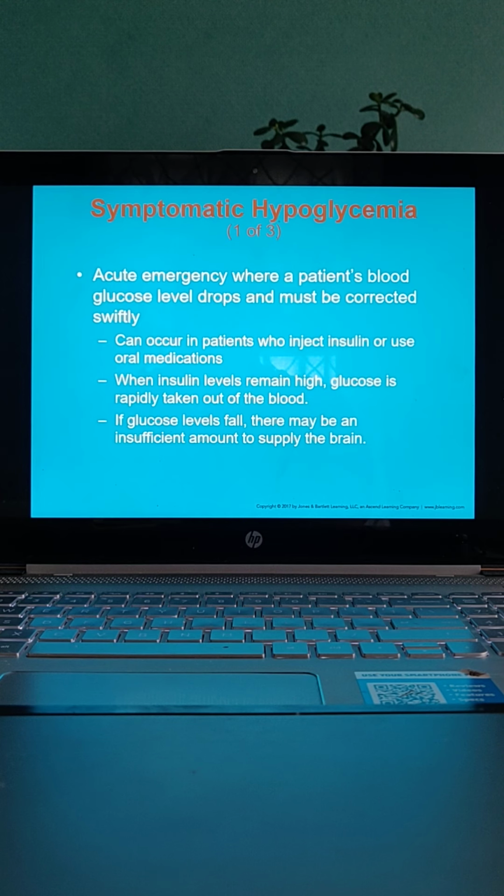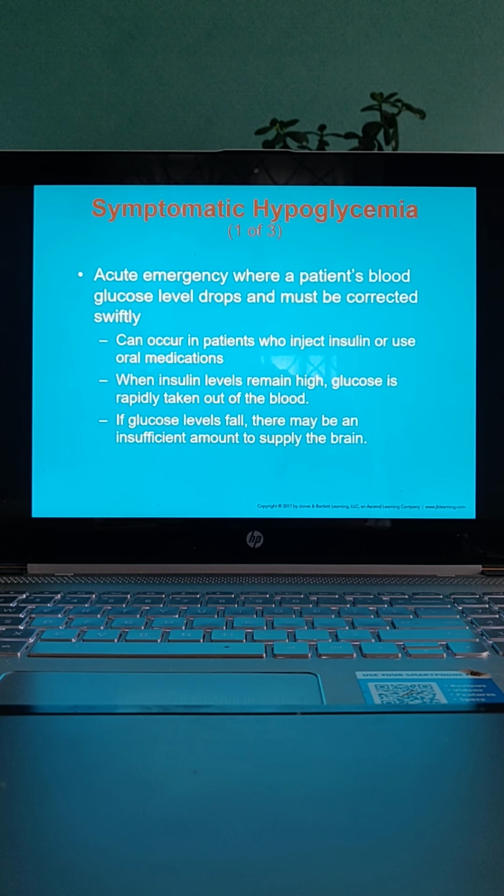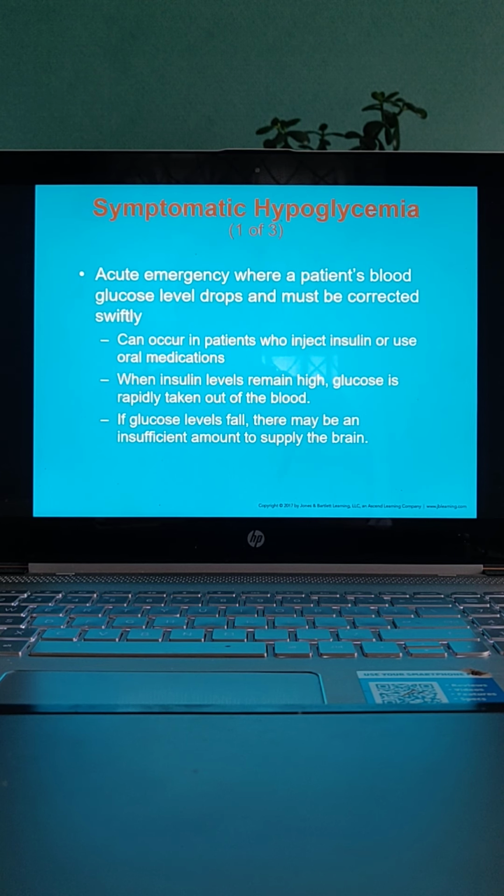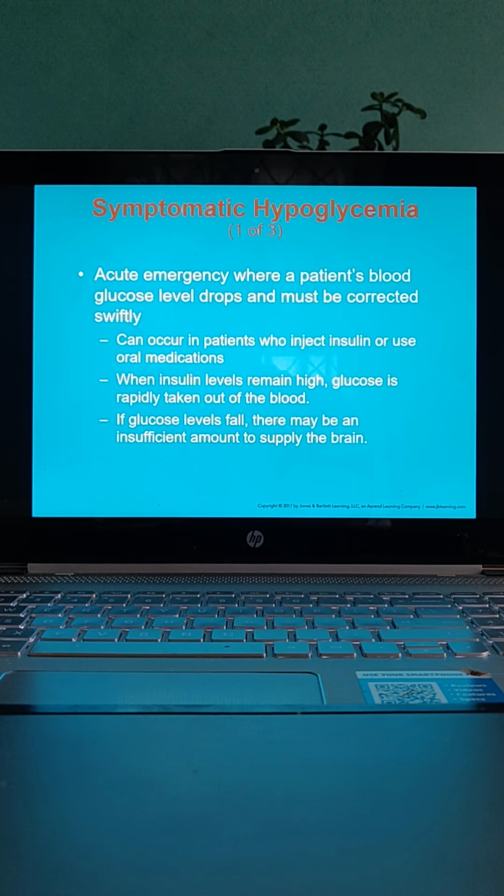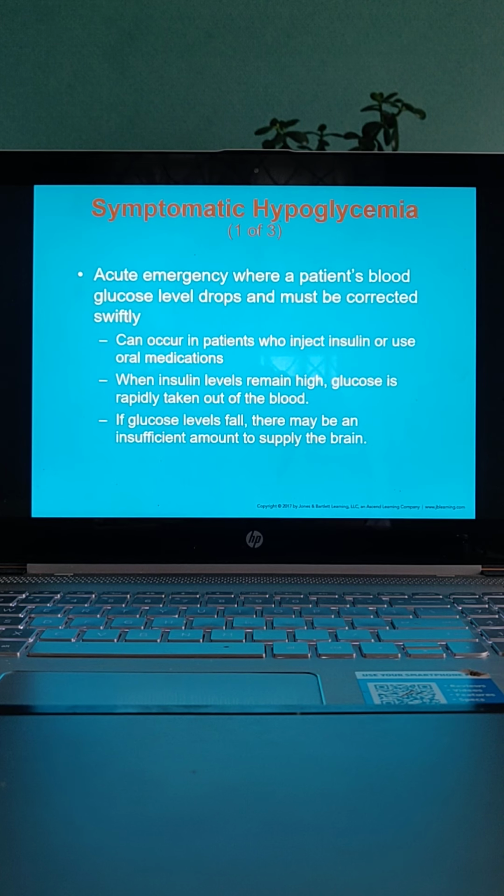What about low blood sugar? Symptomatic hypoglycemia is an acute emergency where a patient's blood glucose level drops and must be corrected swiftly and quickly. It can occur in patients who inject insulin or use oral medications. When insulin levels remain high, glucose is rapidly taken out of the blood. If glucose levels fall, there may be an insufficient amount to supply the brain.